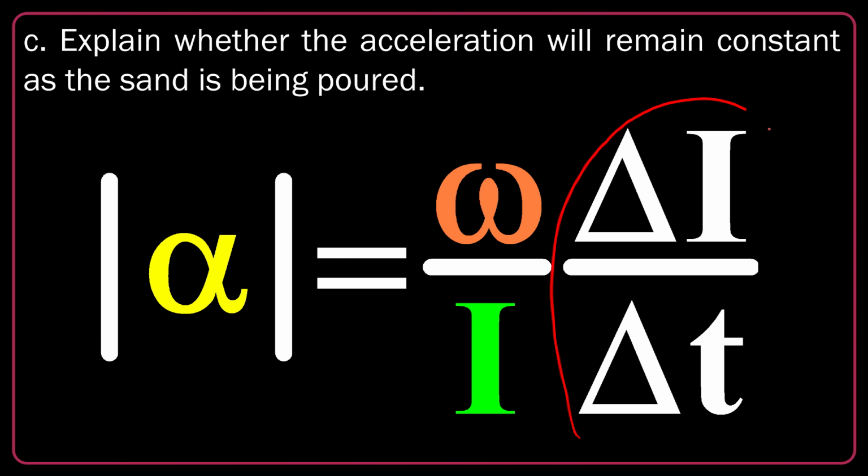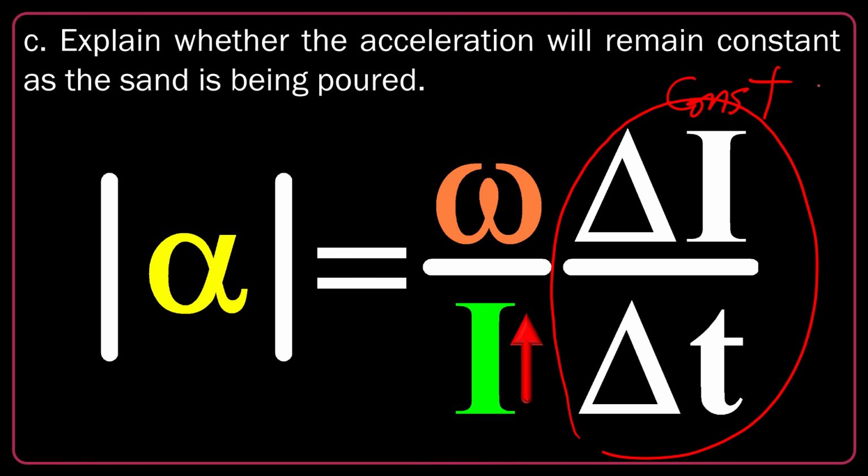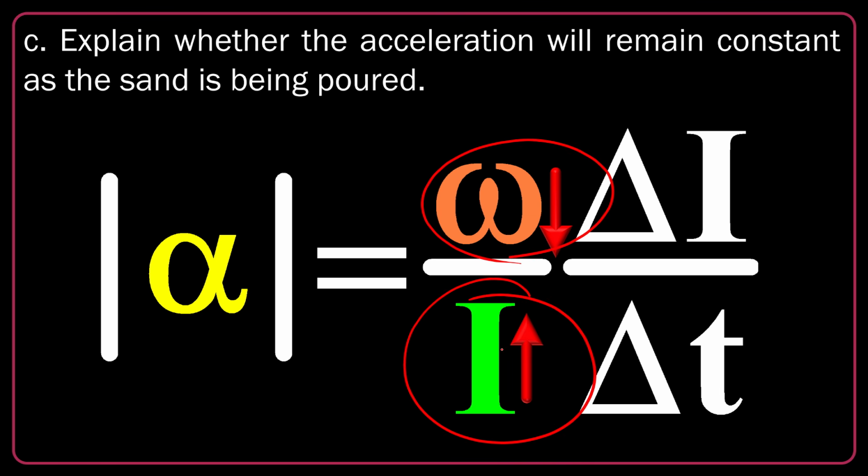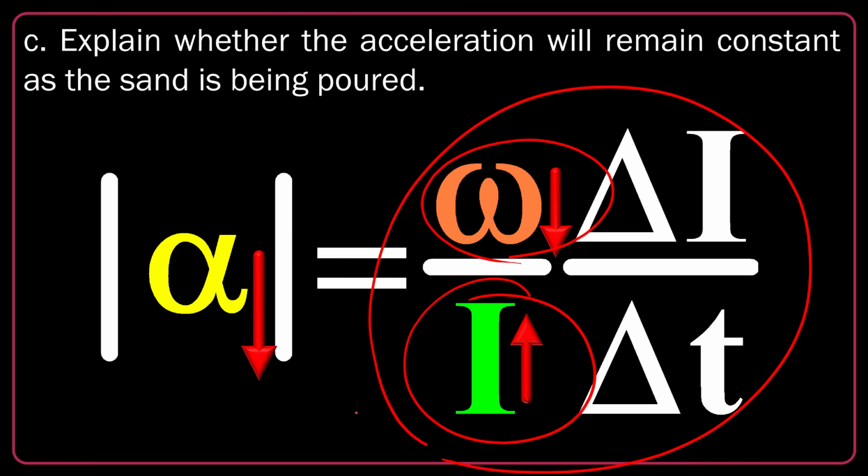Sand is poured at a constant rate, so that part is constant, you know. But as the sand is poured on the disk, the mass of the disk is increasing, so I will increase. On the other hand, an increase in I will decrease the omega. Okay, so on the right side, upstairs is decreasing, downstairs is increasing, so both have a decreasing effect on the right side. Likewise, the left side also will decrease. So alpha, as the time goes on, will be less and less.